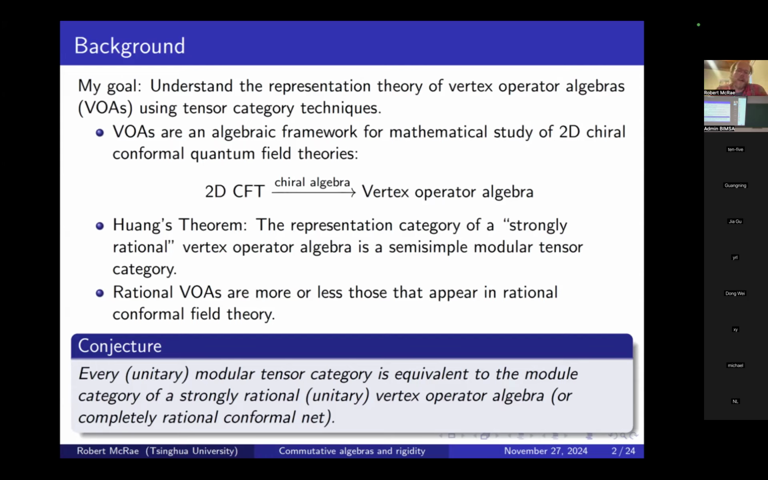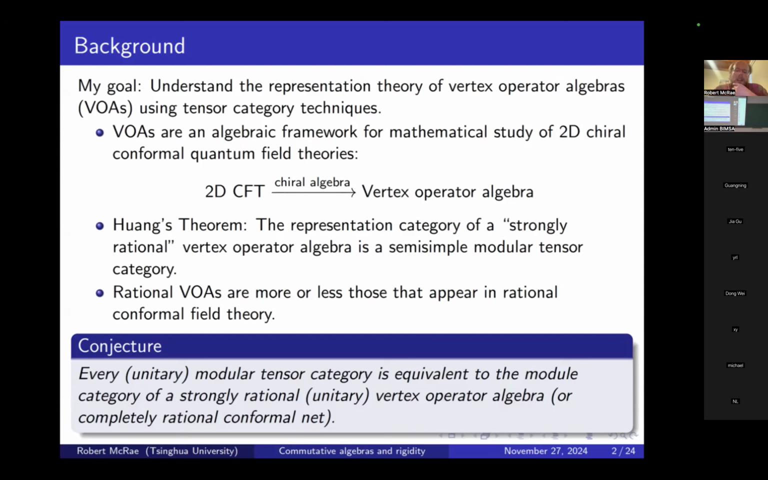So my goal is to understand representation theory of vertex operator algebras using basically tensor categorical techniques. If you're not familiar with vertex operator algebras, it's not really a terribly important part of my talk, maybe, but just to say a few things, they are an algebraic method for studying 2D chiral conformal quantum field theories.